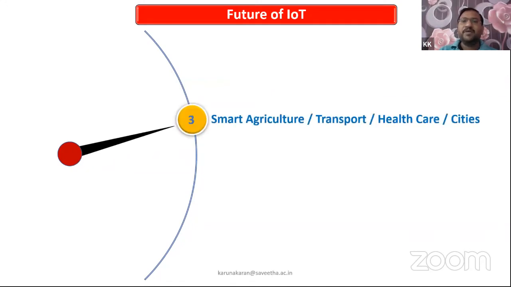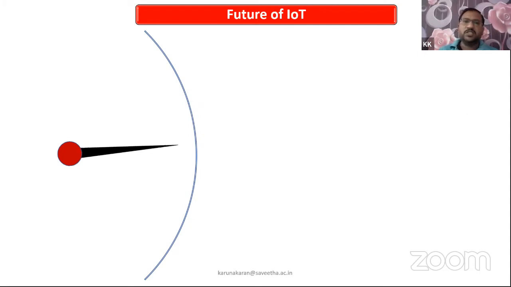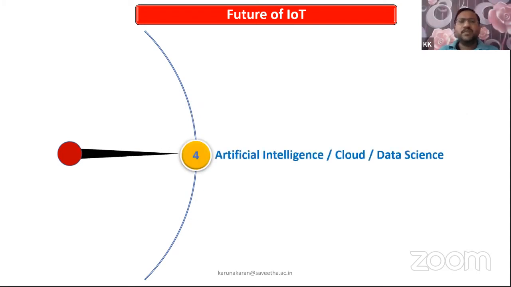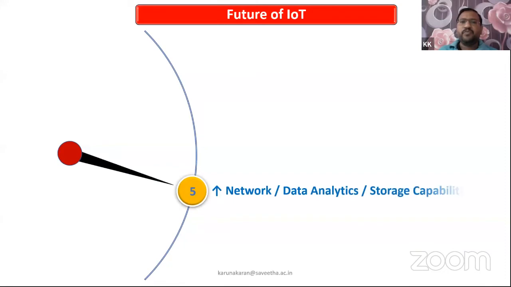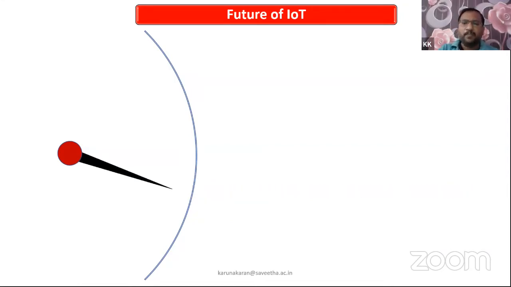And then what will happen? Every part of our life, our agriculture, our transportation, our healthcare, our cities, our buildings, everything will become smart, and it will become smarter because of these inventions. All this will be possible because of artificial intelligence, cloud, and data science. And there should be an increase in network coverage, network capabilities, and then data analytics and storage capabilities, all in parallel.